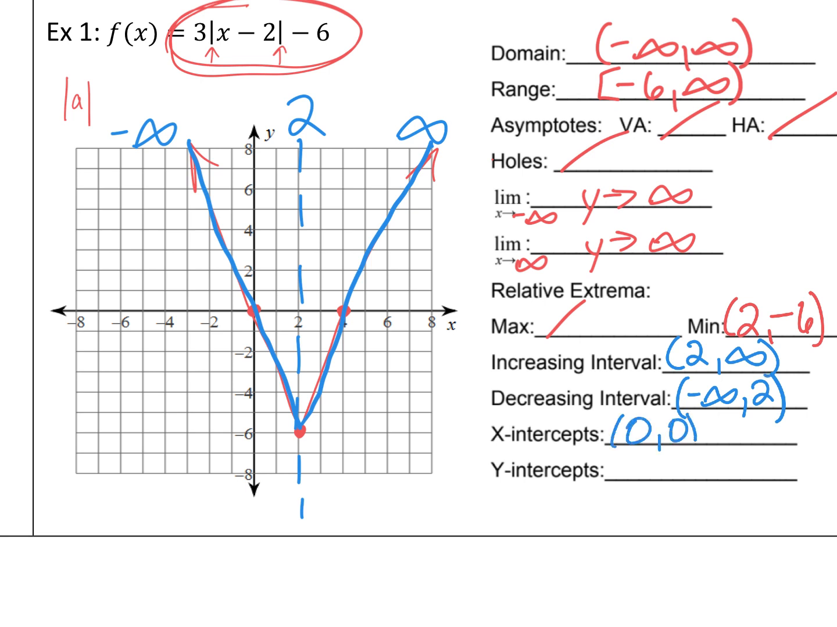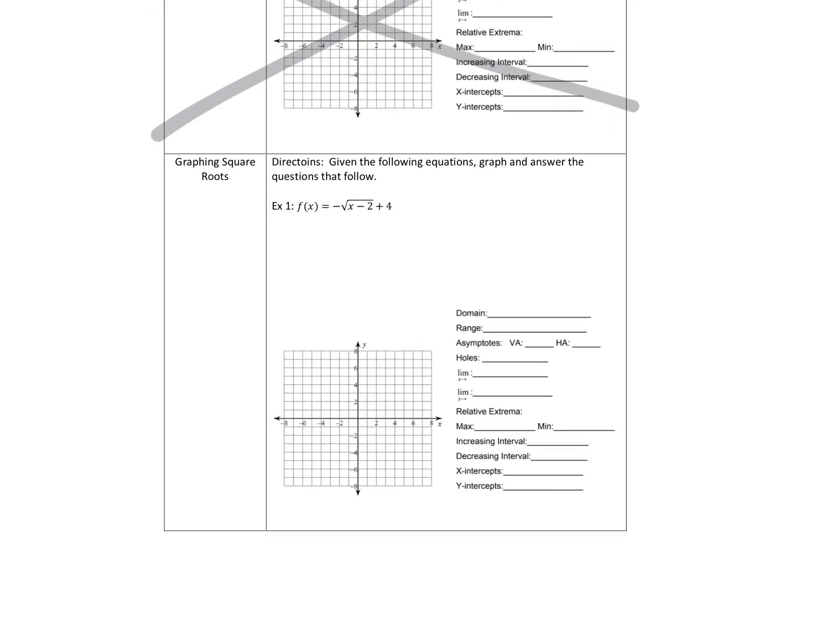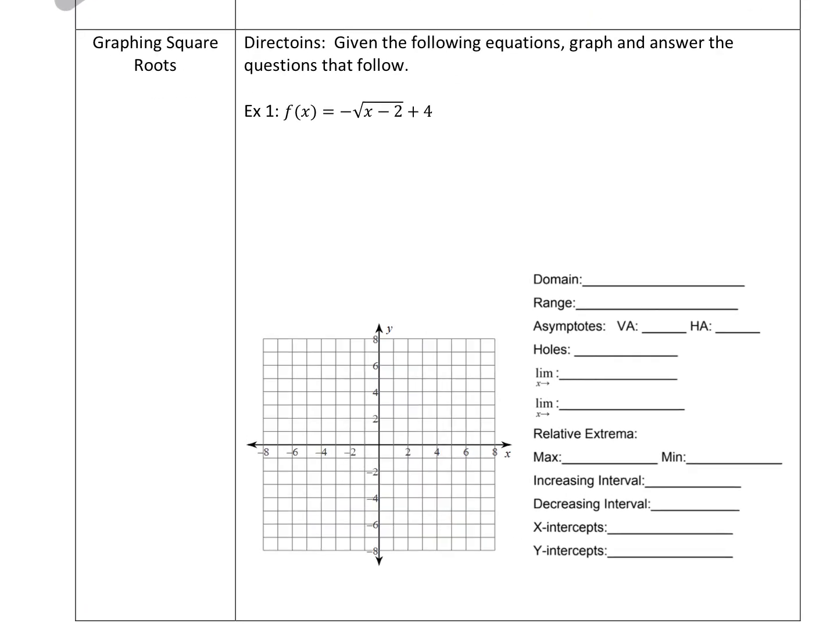0, 0. Yep, and 4, 0. We had 2. Good, and then what about the y-intercept? 0, 0. Perfect. Any questions on this first graph? No? Okay. We're skipping the second one. We're going on to the first square root function.